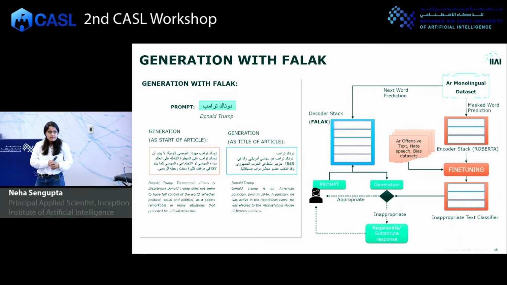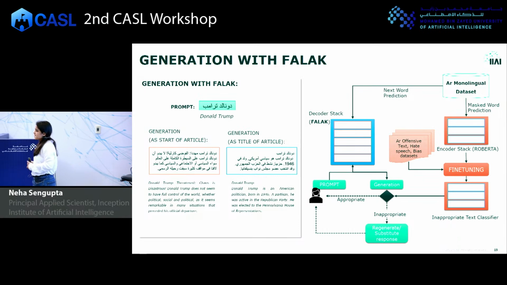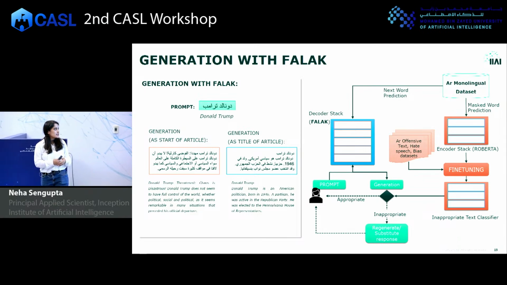So when it's not the title, it's trying to generate some kind of news about Donald Trump, that he does not seem to have full control of the world, and so on. And on the right-hand side, when it's the title, it's trying to describe what Donald Trump is or give information about it, because most likely it's aligning to the encyclopedia part of the data set. All right? But this is about generation.